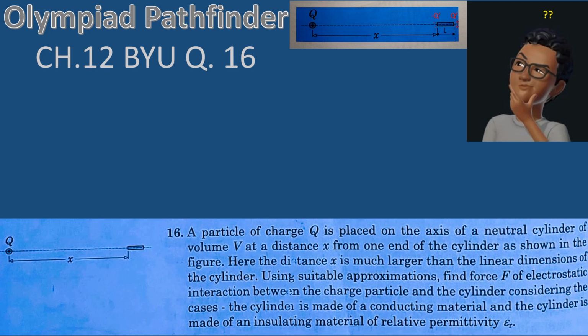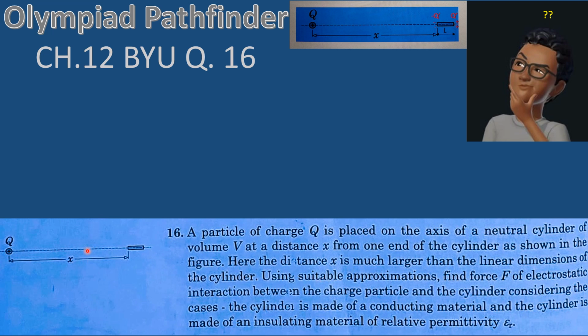This question is from Olympiad Pathfinder, Chapter 12, Build Your Understanding, question number 16. The question is: a particle of charge Q is placed on the axis of a neutral cylinder of volume V at a distance x from one end of the cylinder, as shown in the figure.